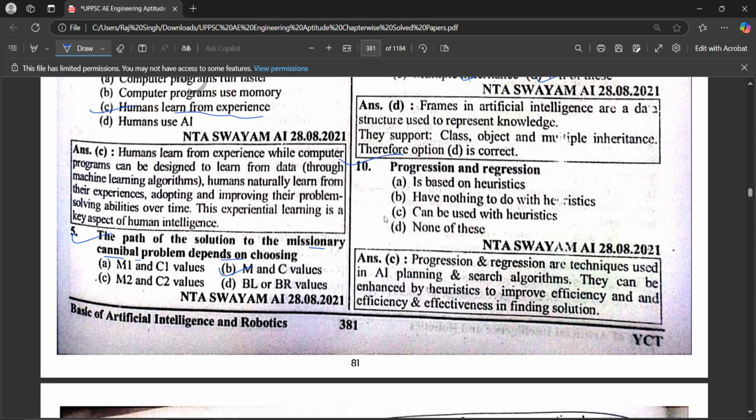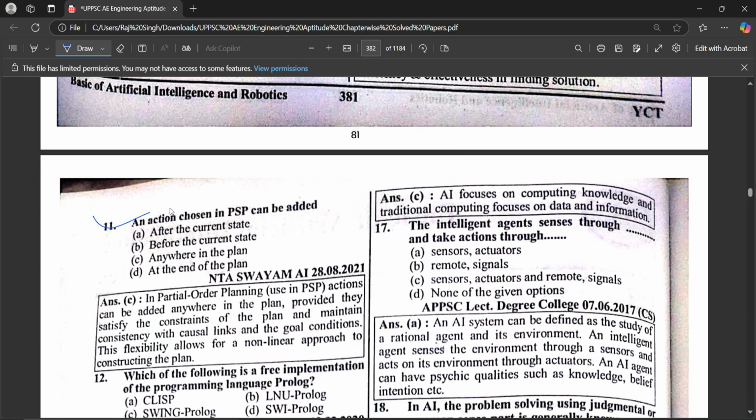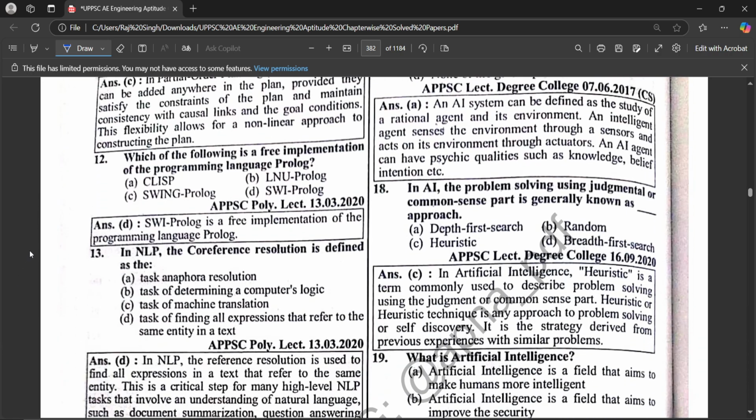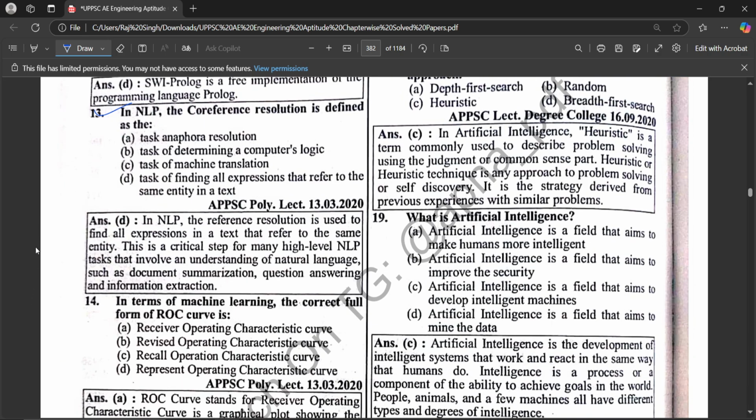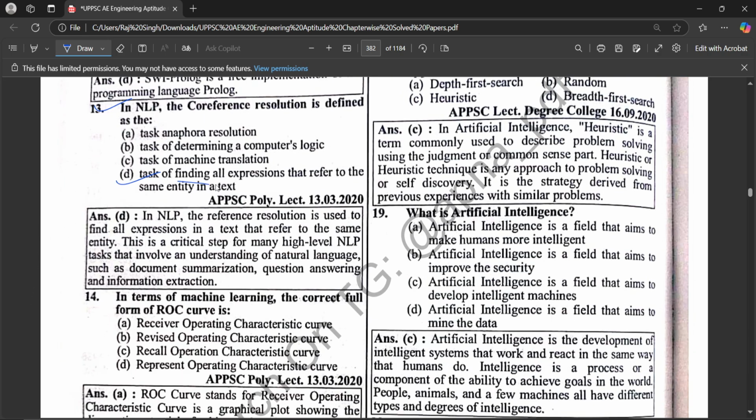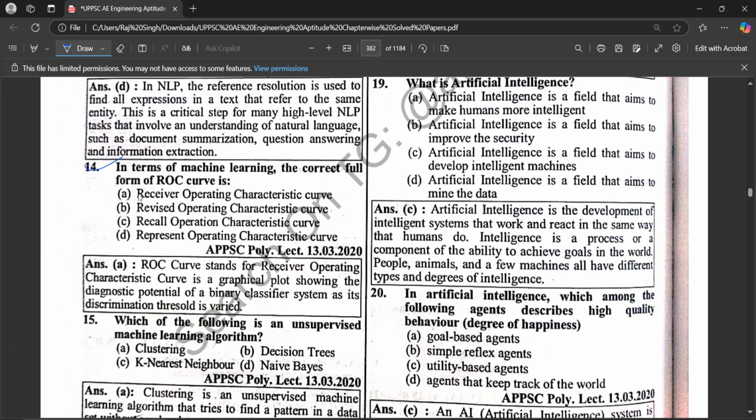Progression and regression, which can be used with heuristics. An action chosen in PSP can be added anywhere in the plan. Which of the following is a free implementation of the programming language Prolog, which is SWI-Prolog? In NLP, coreference resolution is defined as the task of finding all expressions that refer to the same entity in text. In terms of machine learning, the correct full form of ROC curve is receiver operating characteristic curve.